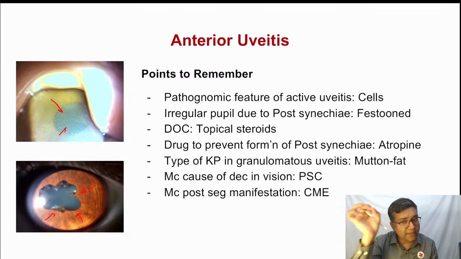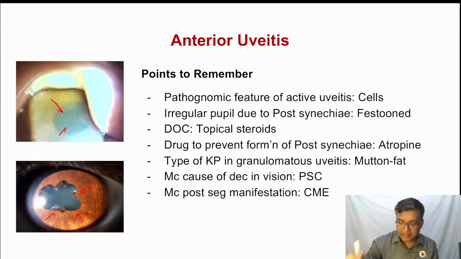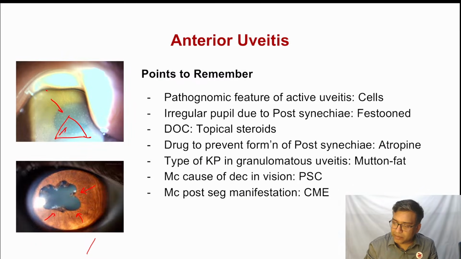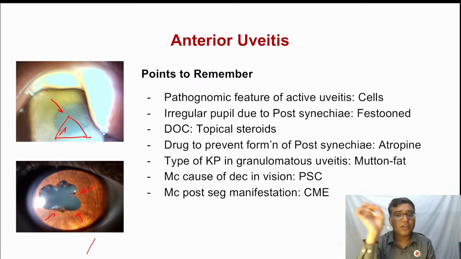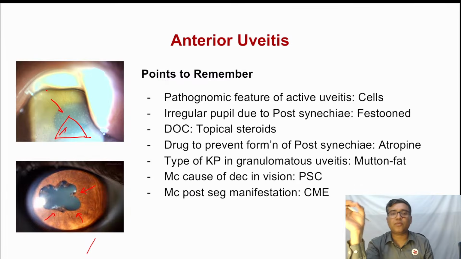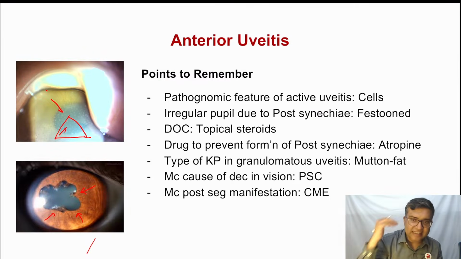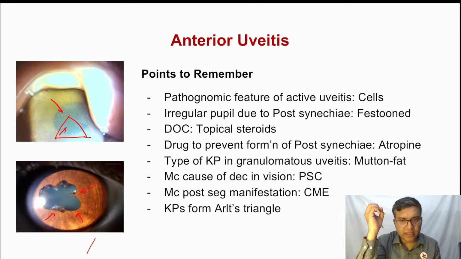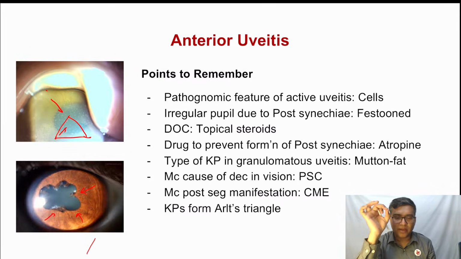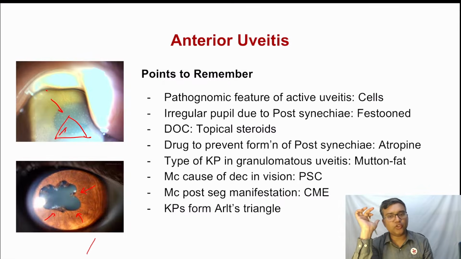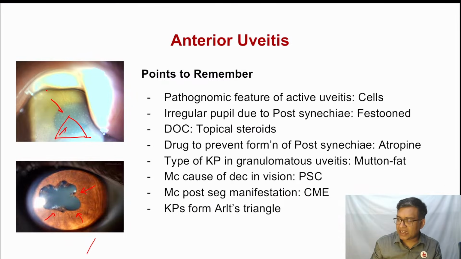If they ask about the posterior segment anomaly in these patients, the most common posterior segment anomaly here is cystoid macular edema, and sometimes they ask about a triangle that is formed by the KP. What is the name of that triangle? Can anyone tell in our comment section? So the triangle that would be formed would be the Arlt's triangle. Okay, so these are some important points that you should remember regarding the anterior uveitis, and one-liners regarding the anterior uveitis.